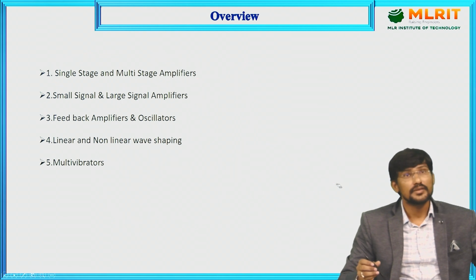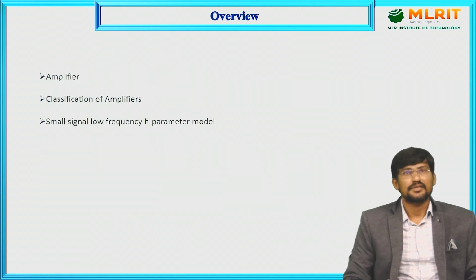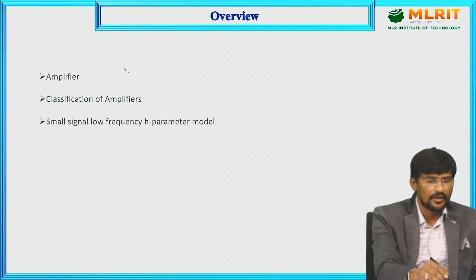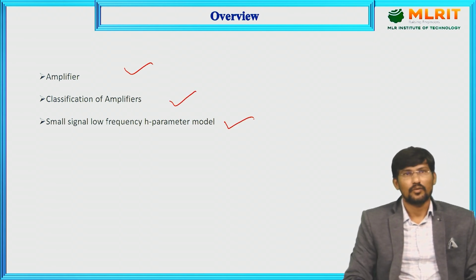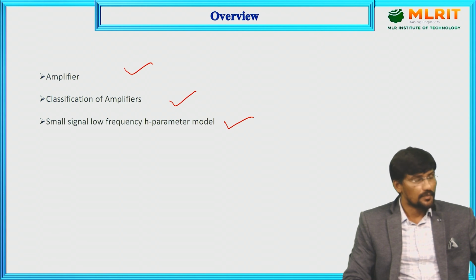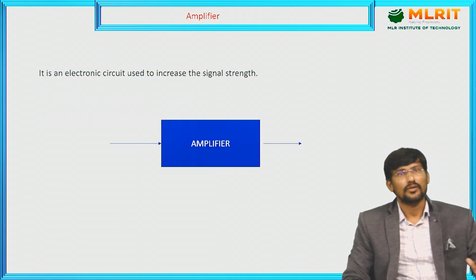Today we are going to discuss the overview of the first chapter, and the topics we will discuss in today's session are the amplifier, classification of amplifiers, and the small signal, low frequency H parameter model. Okay, these are simple basic topics which you need to understand before going into the subject. Let us move on to the next slide.